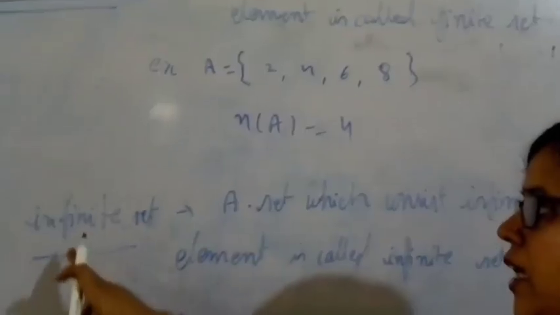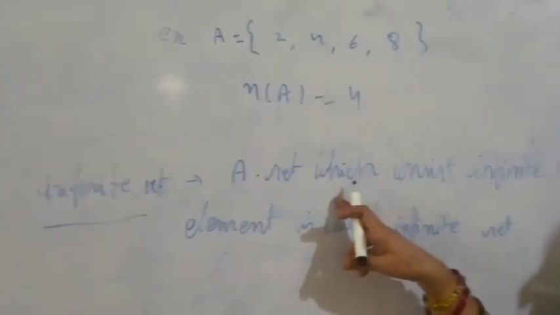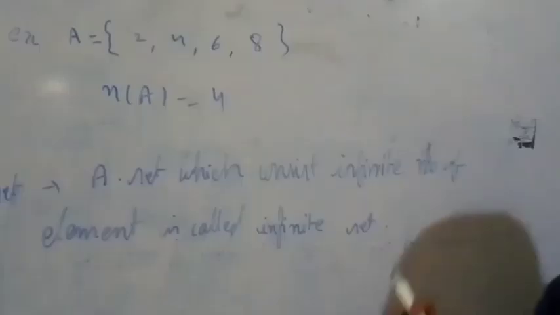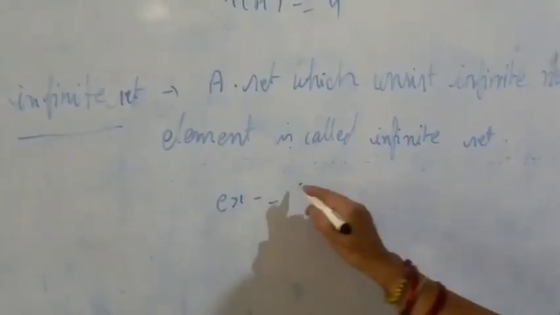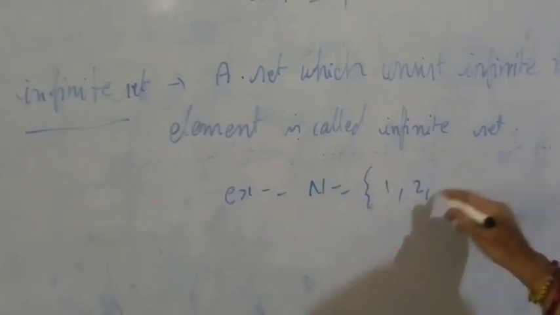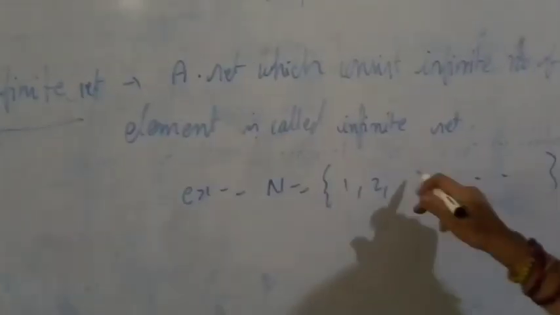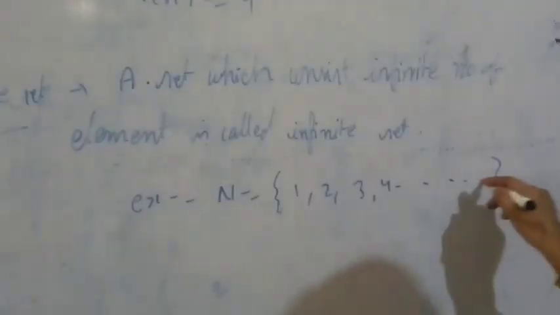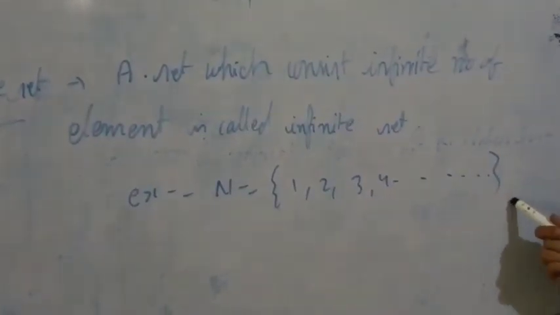Now I am explaining infinite set. A set which consists of an infinite number of elements is called an infinite set. For example, the natural numbers. Suppose N = 1, 2, up to dash dash, 3, 4, any number we can write. Dash dash means up to infinity, any number.